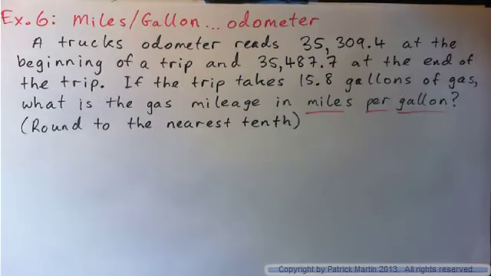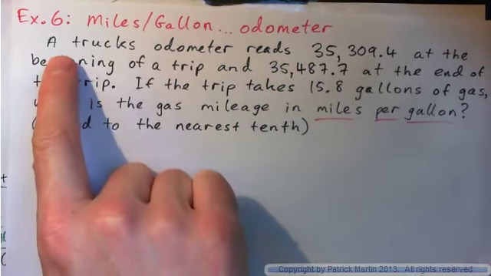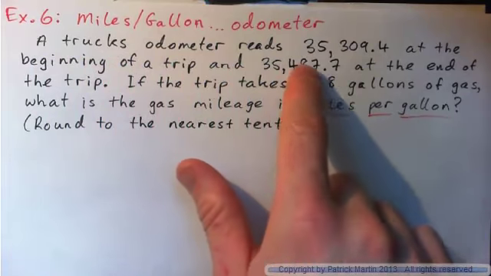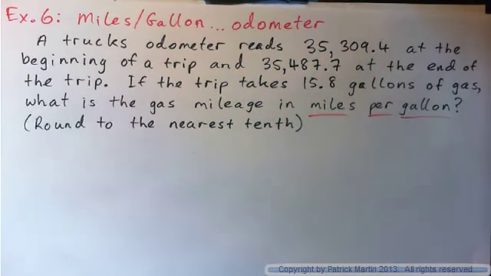Okay, this example will look at miles per gallon where you've got odometer readings. A truck's odometer reads 35,309.4 miles at the beginning of a trip, and 35,487.7 miles at the end of the trip. If the trip takes 15.8 gallons of gas, what is the gas mileage in miles per gallon? Then we've got to round to the nearest tenth.